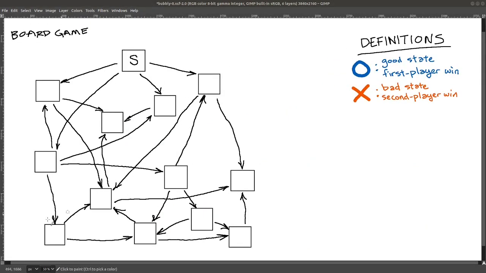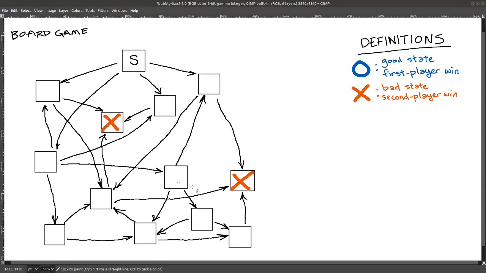So what we need to do is go through each of these squares and determine whether it's a good state or a bad state. Of course, you start with the ones where you can't make a move. If the token is here on your turn, you've lost. The other player has won. So this is a bad state. Same with this one, there's nowhere to move from this square.